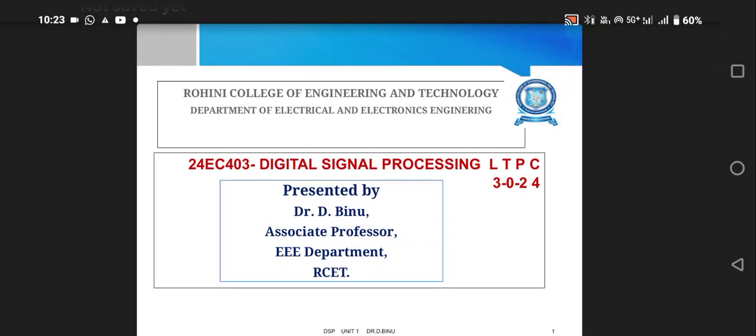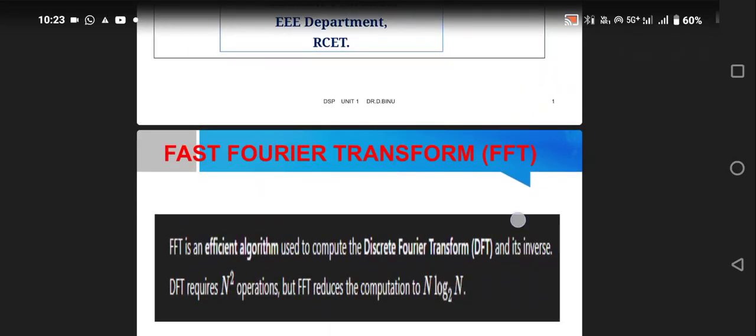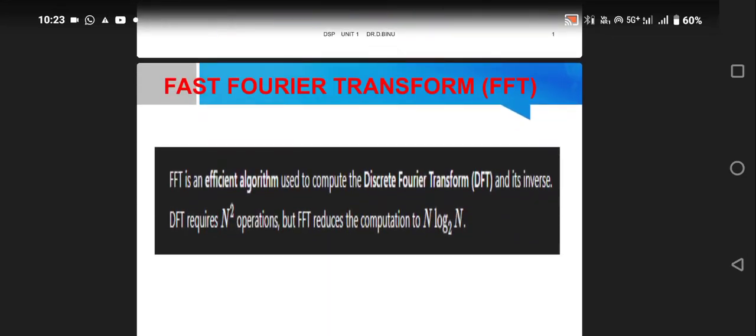I'm Dr. Bino. In the digital signal processing subject, the fourth topic is the fast Fourier transform. Simply, it is represented by FFT. FFT is an efficient algorithm used to compute the discrete Fourier transform and its inverse. DFT requires N square operations, but FFT reduces the computation to N log N to the base 2.